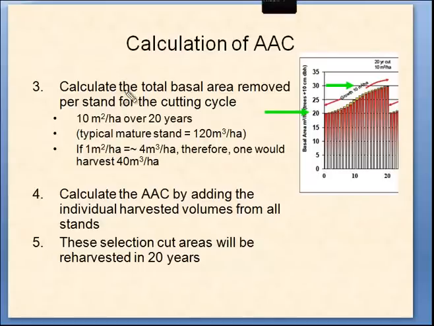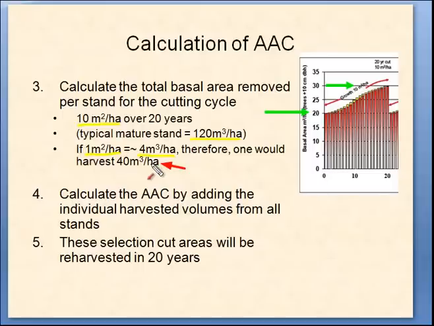First of all, you calculate the total basal area removed per stand for the cutting cycle. In this case, we're removing 10 meters squared per hectare over 20 years, because a typical mature stand has about that kind of volume in it. So how do those two numbers relate? Well, 1 meter squared per hectare is roughly 4 meters cubed per hectare. Therefore, we are harvesting 40 meters cubed per hectare.